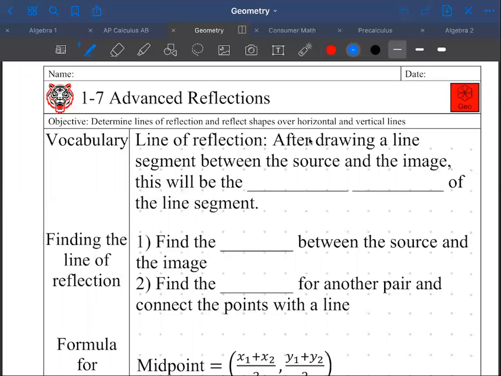We are in geometry, lesson 1-7, advanced reflections. Today's date is Tuesday, September 8th, 2020.